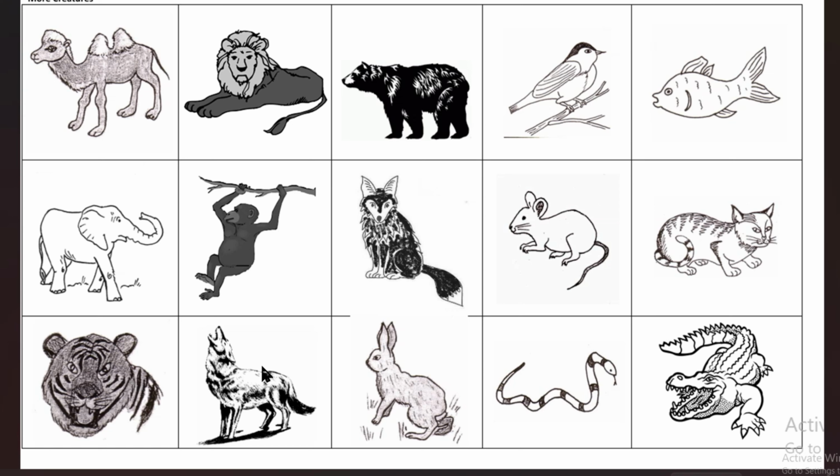ایچی است؟ ای گرگ است. ای گرگ است. گرگ is wolf.